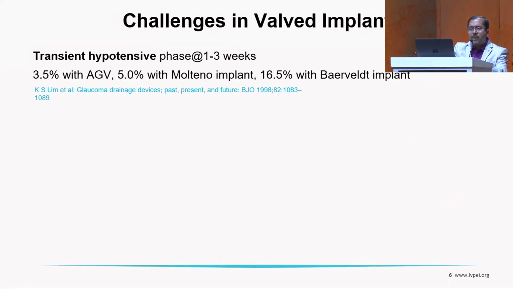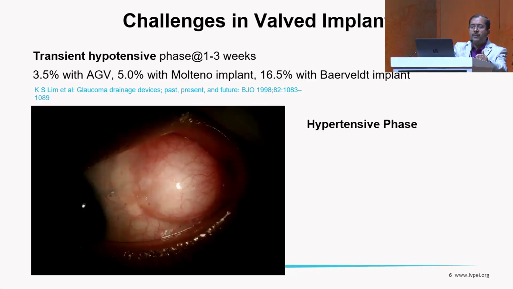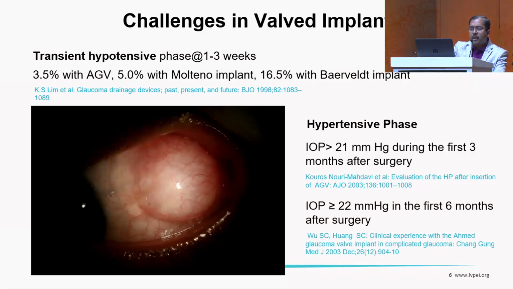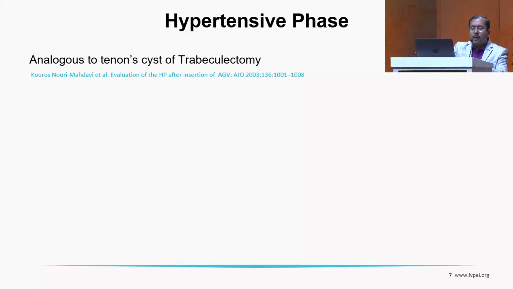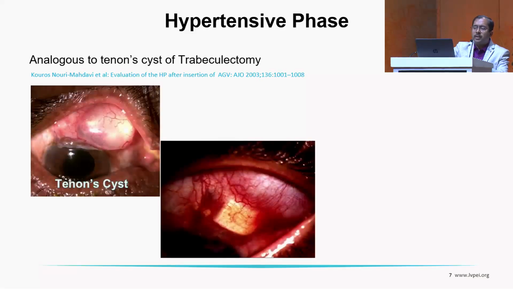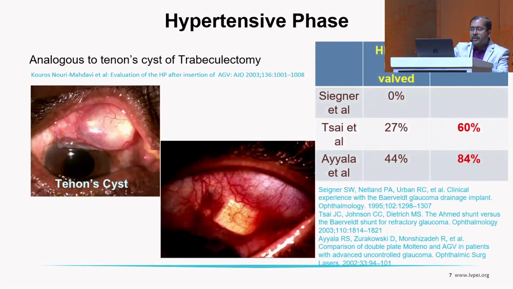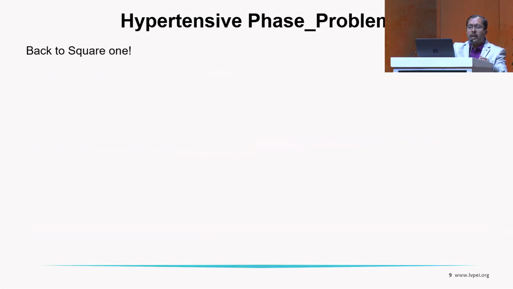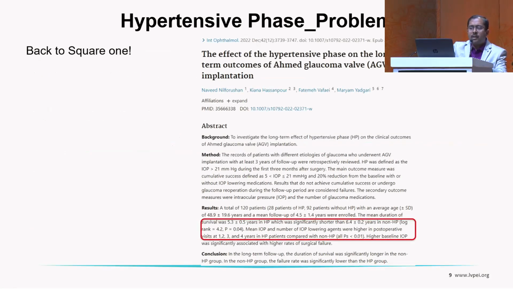The challenge of the hypertensive phase comes after the initial hypotony phase is over. The hypertensive phase is characterized by a huge cyst, a thick bleb with IOPs of more than 21 in the first 3 months after surgery. It is analogous to the Tenon cyst of trabeculectomy. It's a thick cystic bleb, and the incidence can be as high as 60 to 80% after implant surgeries. Different risk factors will be there. The problem is that we are back to square one, meaning we need to restart the medications, and a significant part of these patients can also convert into a failure.